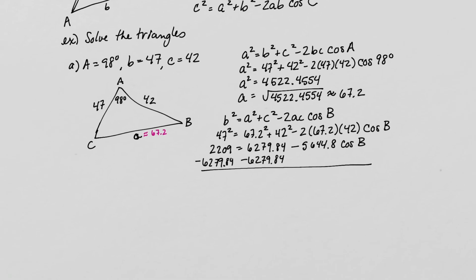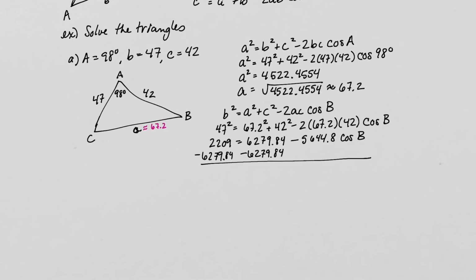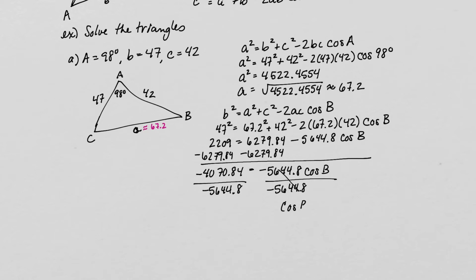So let me move this up here a little bit. So if I do that, on the left-hand side, I'm going to have minus 4,070.84, and that's going to be equal to minus 5,644.8 cosine of B. So now we'll divide both sides by minus 5,644.8. So now we have that the cosine of B is equal to, so the negatives would cancel.